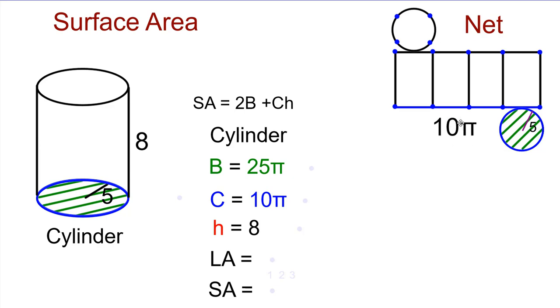So that's going to be 10. And then the height of the lateral area is the distance between it, which we said was 8. Okay, so lateral area is going to be 8 times 10 pi.